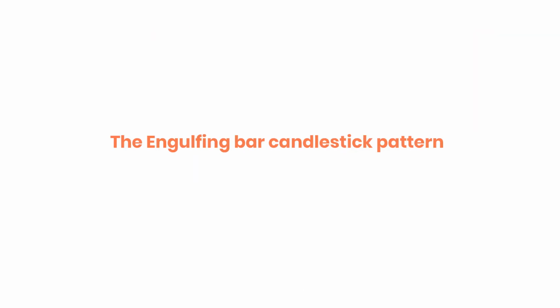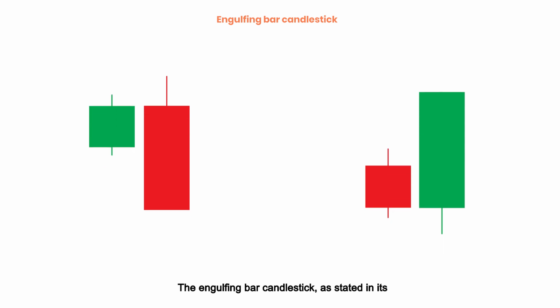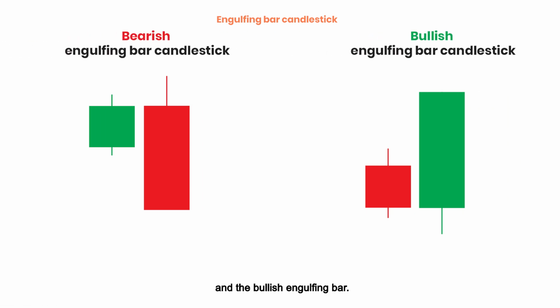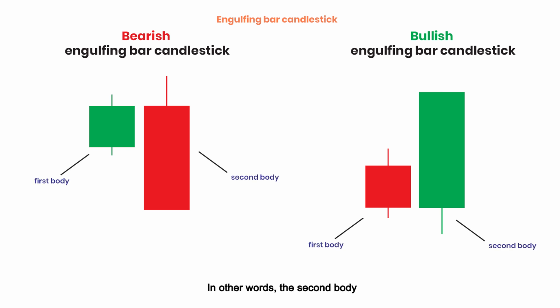Engulfing bar candlestick pattern. The engulfing bar candlestick, as stated in its title, is formed when a candle fully engulfs its previous opposite candle. We have the bearish engulfing bar and the bullish engulfing bar. The engulfing bar consists of two bodies. The first body is smaller than the second one. In other words, the second body engulfs the previous one.